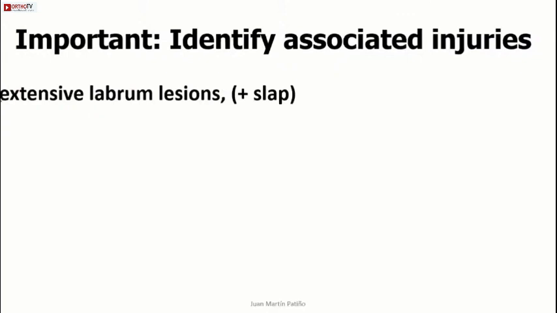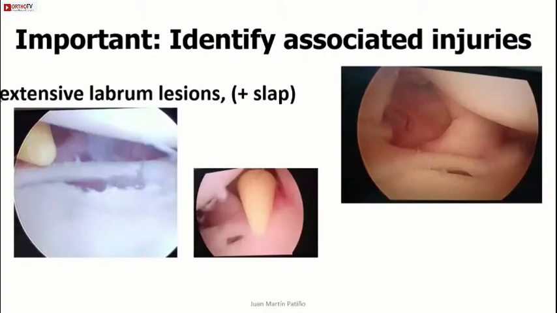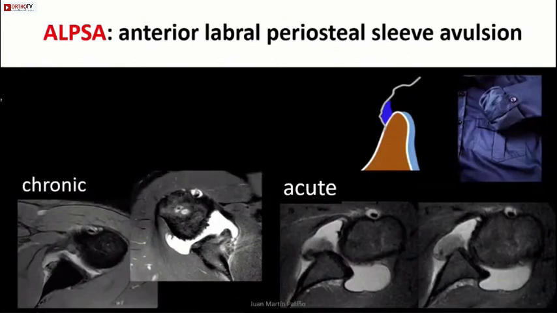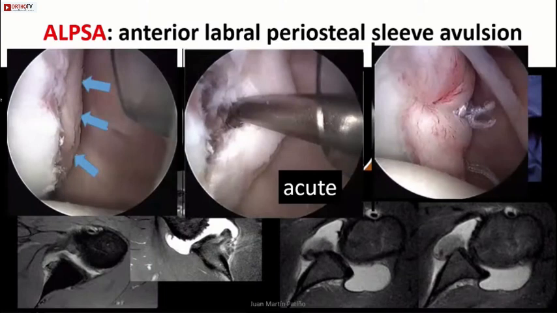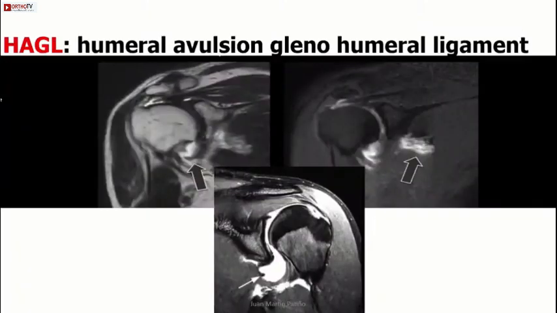I think it's important to identify and treat associated injuries, like extensive labral lesions, sometimes plus SLAP, as we can see here in different posterior arthroscopic views. The ALPSA, anterior labral periosteal sleeve avulsion, here on the left a chronic MRI and on the right an acute MRI, and these are different anterior superior arthroscopic views of these kinds of injuries. Or the HAGL, less frequent humeral avulsion of the glenohumeral ligaments.